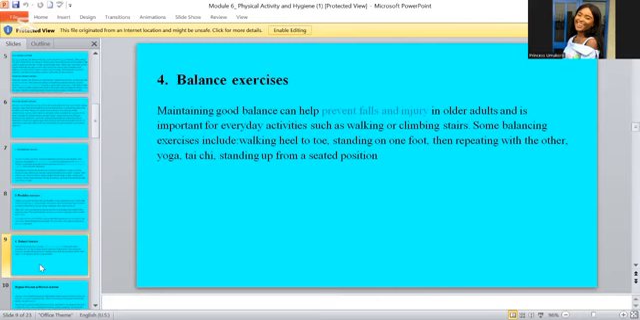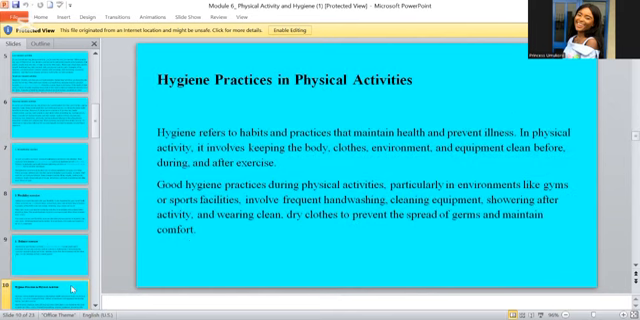We have balance exercises. Maintaining good balance can help prevent falls and injuries in older adults and is important for everyday activities such as walking or climbing stairs. Some balancing exercises include walking heel to toe, standing on one foot, then repeating with the other, yoga, tai chi, standing up from a seated position.